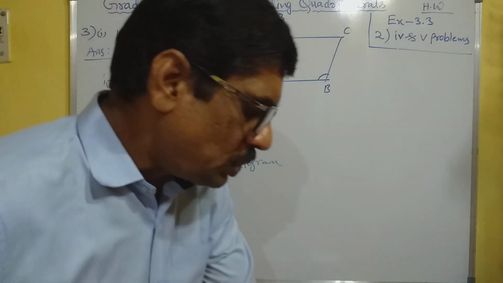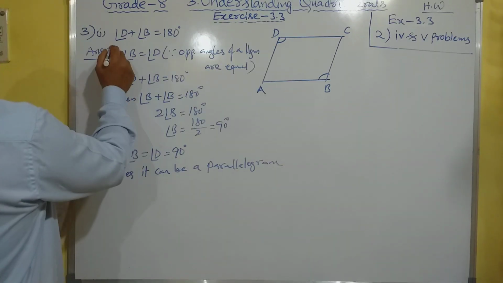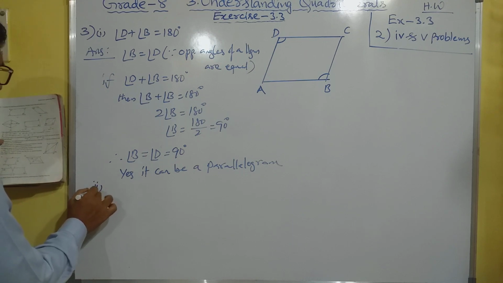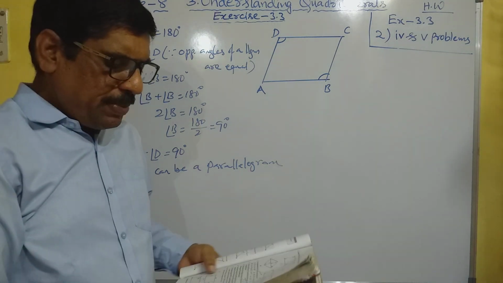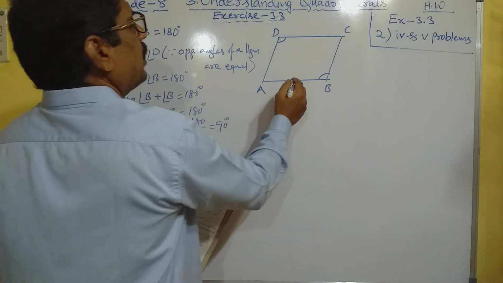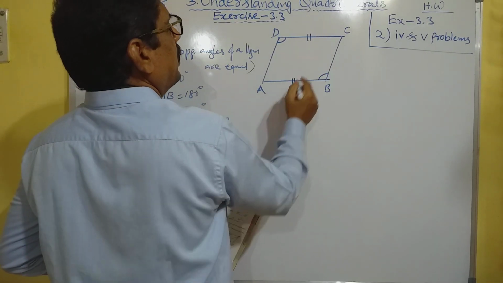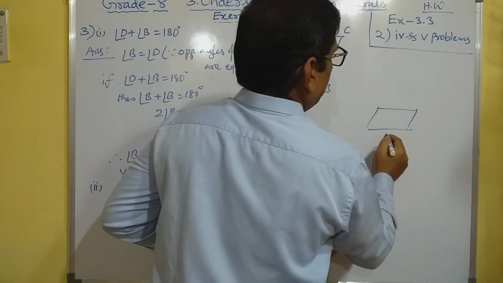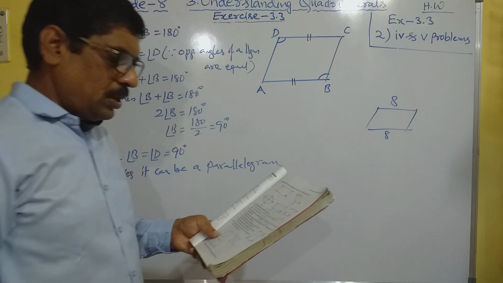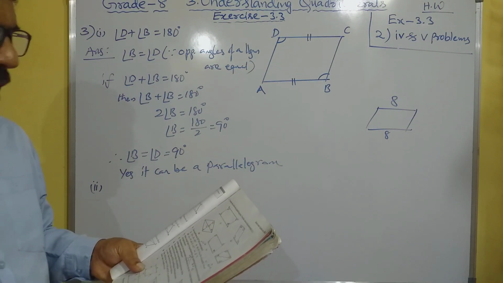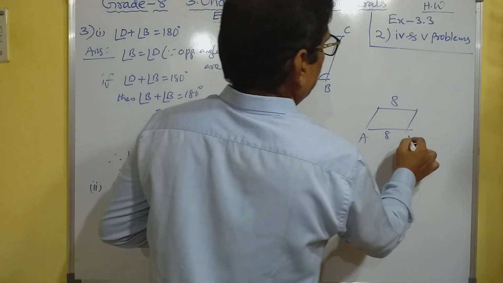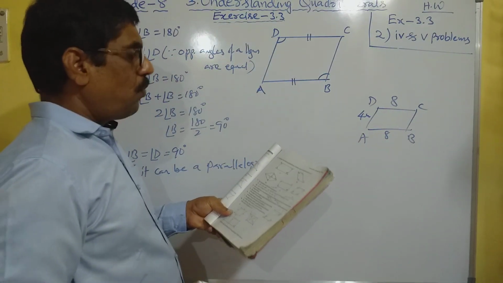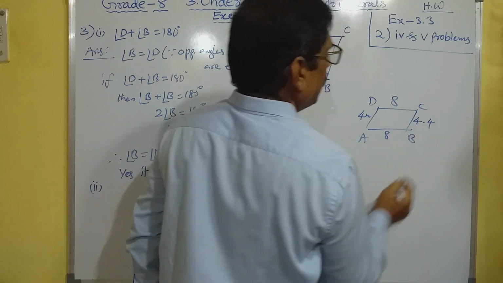Now look at the next part of this problem. This is the first one, and now look at the second one. AB is equal to DC is equal to 8. They both are 8 and 8. Let us draw the diagram: this one 8, this one 8, and AD 4 centimeters, and the other one 4.4. Is it a parallelogram?